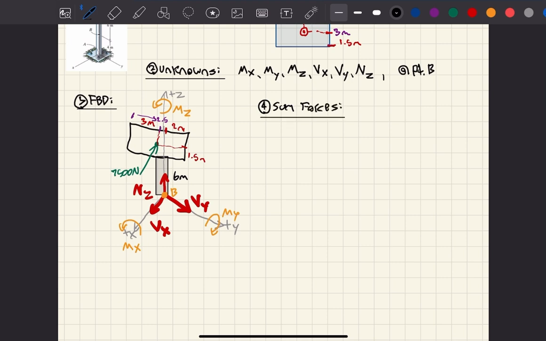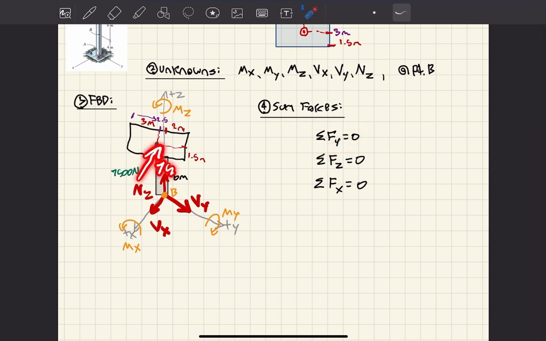If we sum the forces in the Y direction and set it equal to 0, sum the forces in the Z direction and set it equal to 0, and sum the forces in the X direction and set it equal to 0. There are no applied forces in the Y direction. The 7,500 newtons is purely in the X. The only forces in the Y direction are the one that we set, and the same thing in the Z direction.